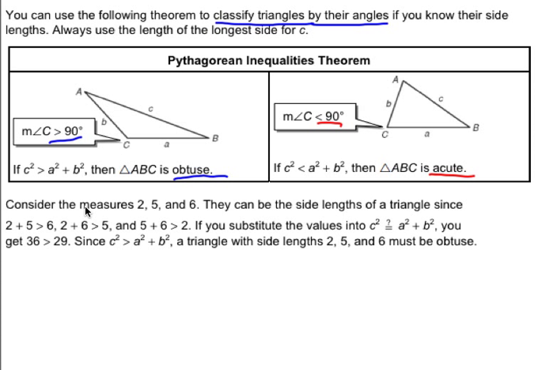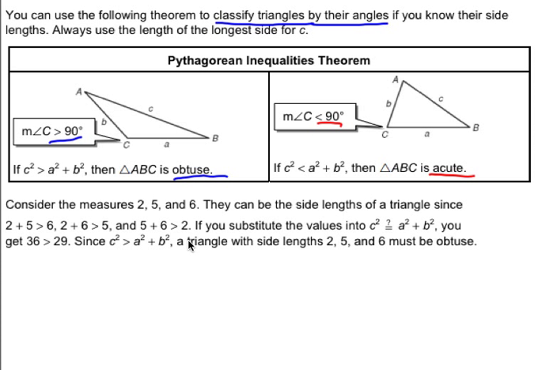So here's an example. They're giving us measures for 3 of the sides to be 2, 5, and 6. Okay? We've talked about earlier in this chapter that we know this can be a triangle because we take 2 of the sides and add them together. It's got to be larger than the third side. So 2 plus 5 is greater than 6, which is true. 2 plus 6 is greater than 5, which makes that true. And 5 plus 6 is greater than 2. So we know that these 3 sides can make a triangle.